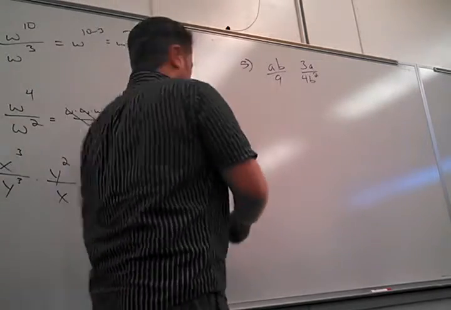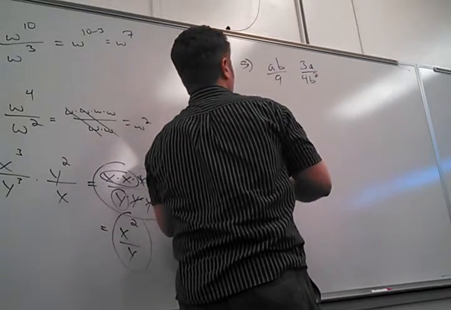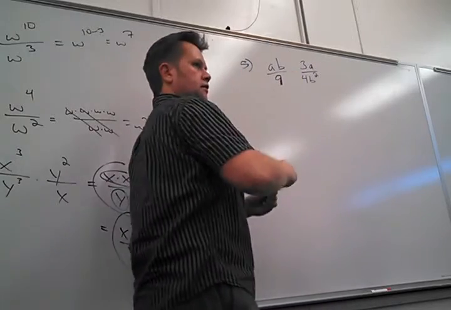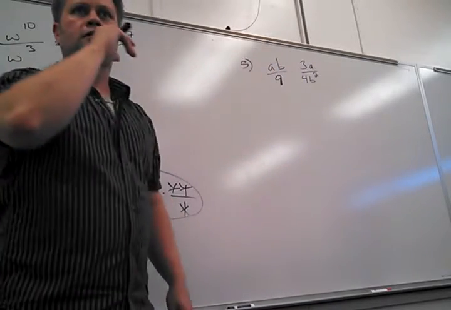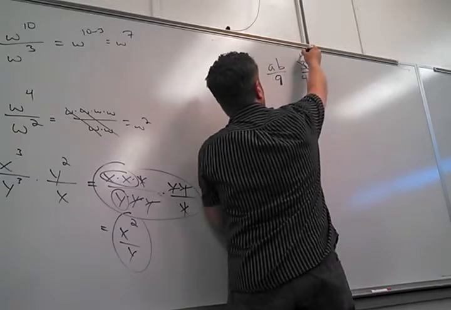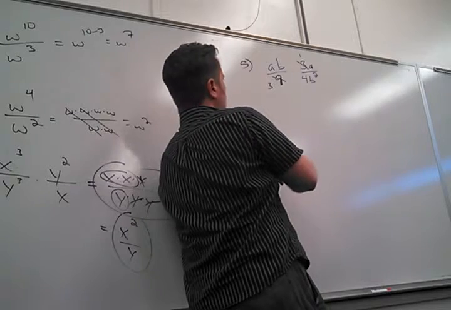So how many b's can I kill? 1. Careful, I can't kill 2 of them because how many are on the bottom is 2, but how many are on the top? 1. So I can't kill more than 1. Once I kill 1, there's no other b to kill the other one. Right? So I rewrote this b squared there. So how many b's are left on the bottom? 1. That one right there.